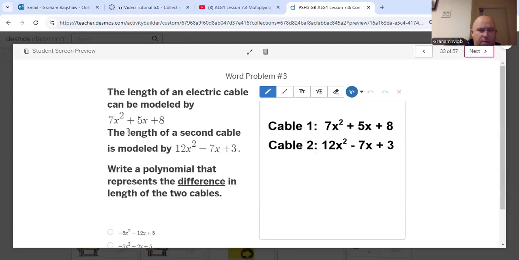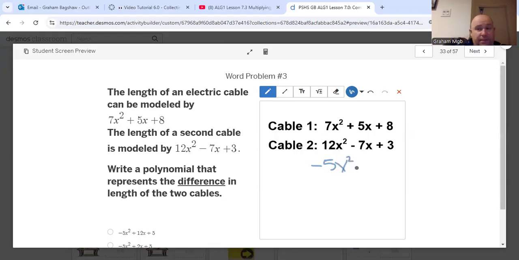The length of an electric cable can be modeled by this. The length of a second cable is this. Write a polynomial that represents the difference in the lengths of the two cables. So when we're talking about difference, that means we're going to subtract the distances. So if I'm subtracting here, 7 take away 12, I know is negative 5. So that would be negative 5x squared.